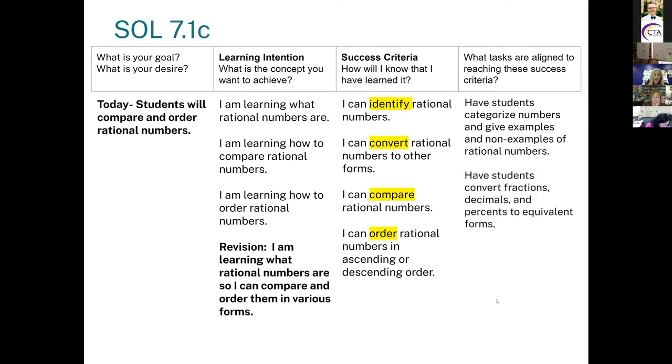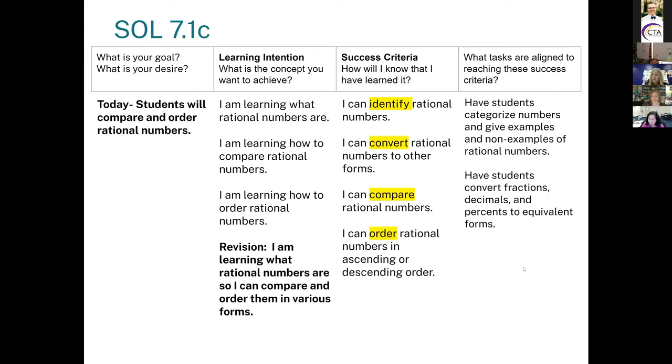Another task: fraction, decimal, and percent conversion. So going from one form to another, making sure that they can do that, and that would help them compare and order. So you can see how I've listed these tasks almost in the order I would probably teach them, so that gradual release of responsibility is taking place.